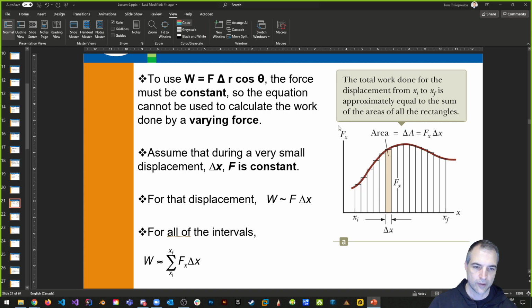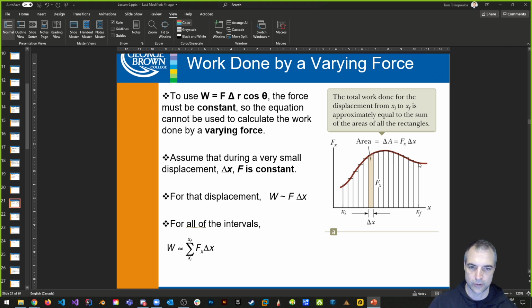So where you have the force on the y-axis, as an example, and then you have the displacement, x initial and x final, you want to find the total work underneath the curve, right? To use the original equation, work is equal to force times displacement times cos theta, the force must be constant. In a varying force, we can't use that equation.